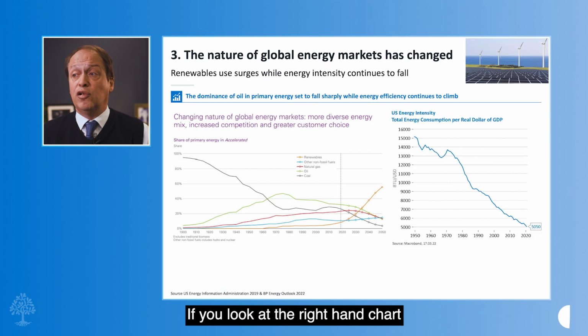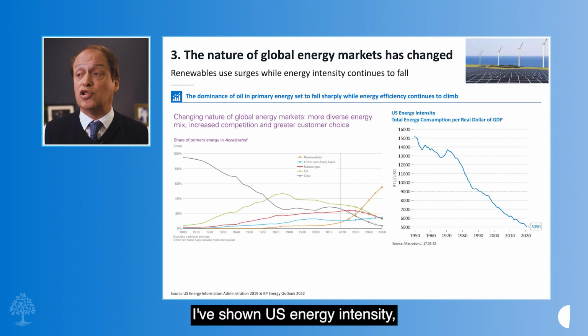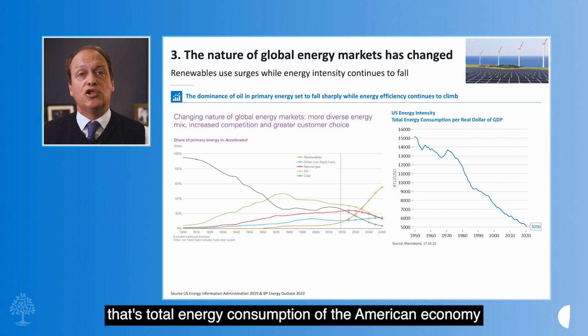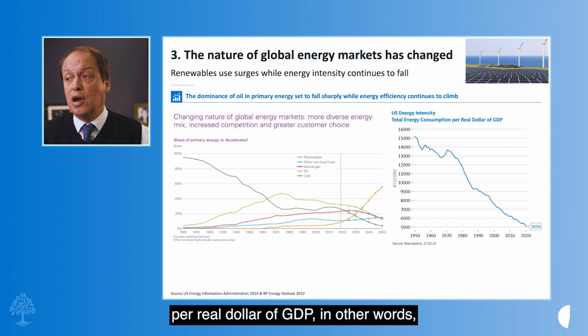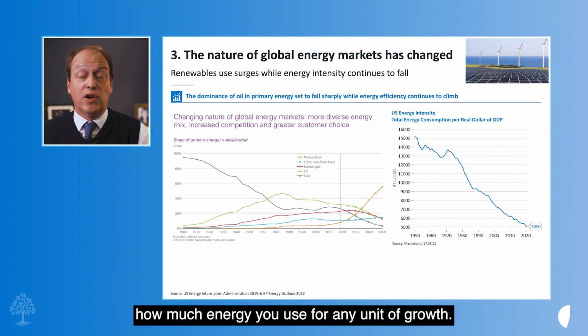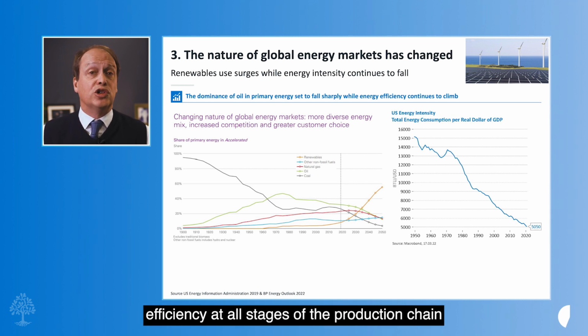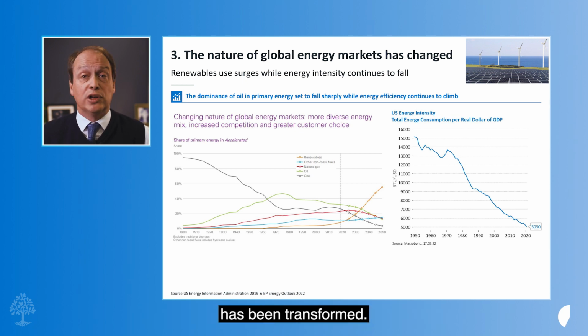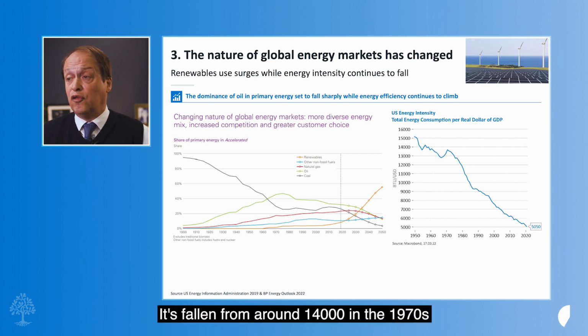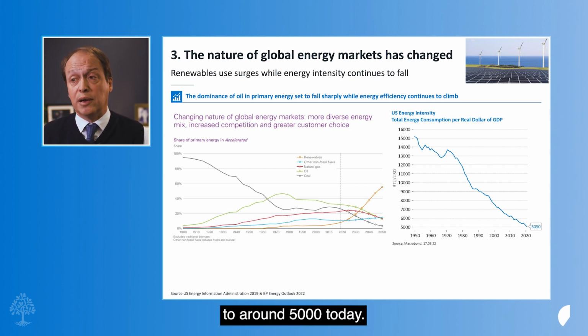The third key point is that the nature of global energy markets themselves has changed extraordinarily from the 1970s. If you look at the right-hand chart, I've shown US energy intensity. That's total energy consumption of the American economy per real dollar of GDP. In other words, how much energy do you use for any unit of growth? That's fallen extraordinarily as energy efficiency at all stages of the production chain, in the auto industry and in homes and buildings, has been transformed. It's fallen from around 14,000 in the 1970s to around 5,000 today.